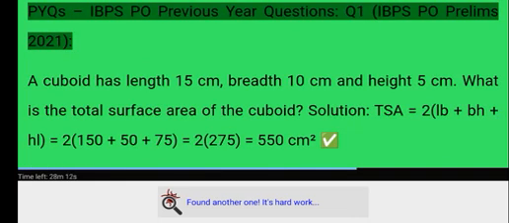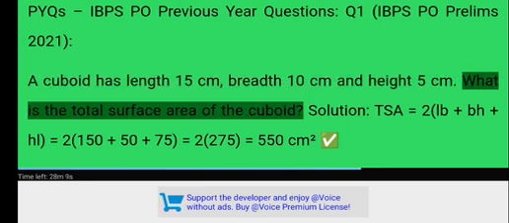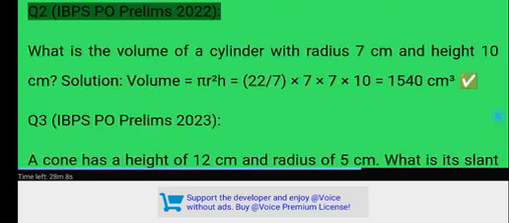PYQs, IBPS SPO previous year questions. Q1, IBPS SPO prelims 2021. A cuboid has length 15 cm, breadth 10 cm and height 5 cm. What is the total surface area of the cuboid? Solution: TSA equals 2(LB plus BH plus HL) equals 2(150 plus 50 plus 75) equals 2 times 275 equals 550 square centimeters.